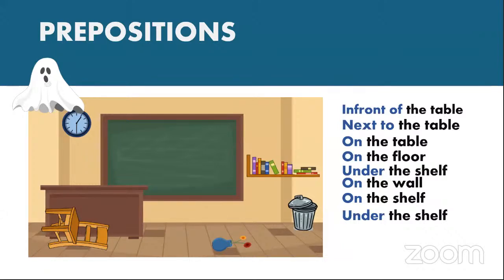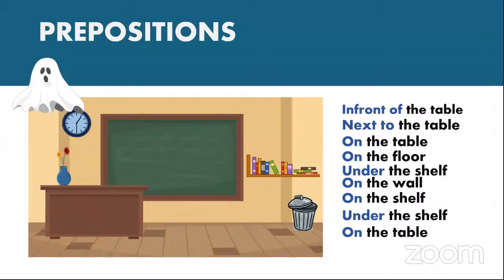The dustbin, I'm going to keep the dustbin under the shelf. As there is no door shown in this picture, I'm going to keep it here. If there's a door, I'll keep it behind the door. Here the flowers, I'm going to keep on the table. The chair behind the teacher's table. Okay, I think you enjoyed it.